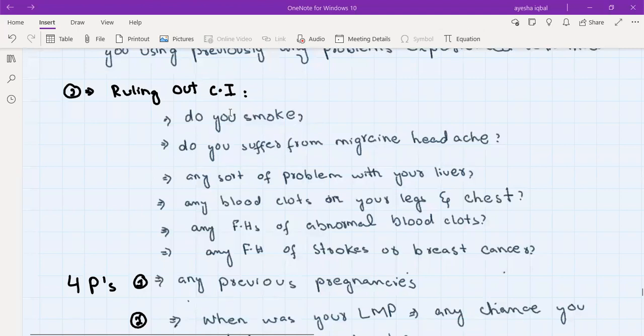Already asked about smoking. If she smokes, then you will ask, since when have you been smoking? How many cigarettes per day? If she says, no, I don't smoke, then you need to ask, have you ever smoked? Because even if the patient smoked for less than 1 year, and it was heavy smoking and the age is more than 35, you still need to be cautious. And do you suffer from migraine headache, any sort of problem with your liver, any blood clots in your legs or chest, any family history of abnormal blood clots, any family history of strokes or breast cancer?